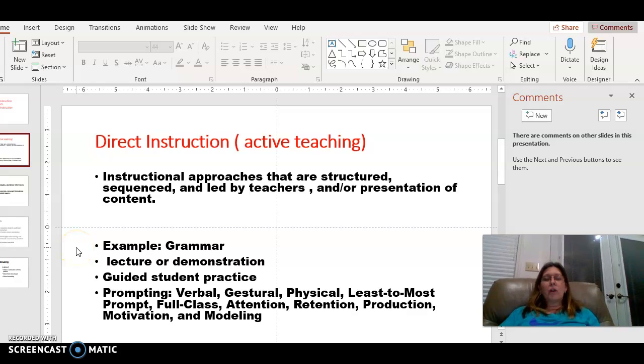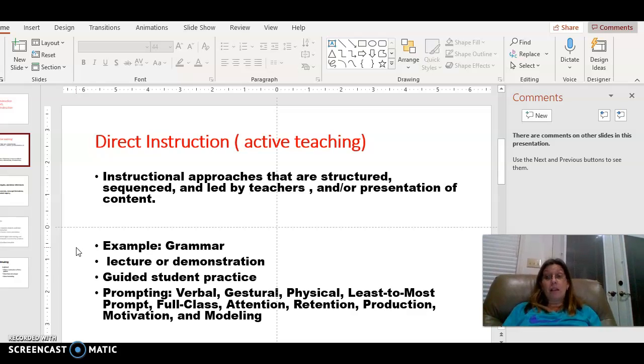For example, if you were going to do a lesson on grammar, the lecture or the demonstration, you could use guided student practice. You could do prompting with verbal, gestural, or physical clues. You could do least to most for prompts. You could do full class instruction. You could do retention, production. You could do motivation, or you could do modeling.